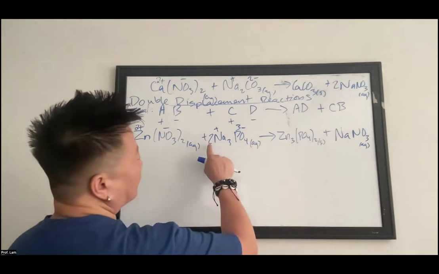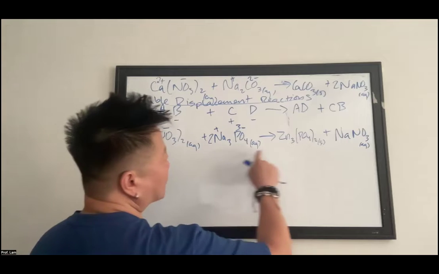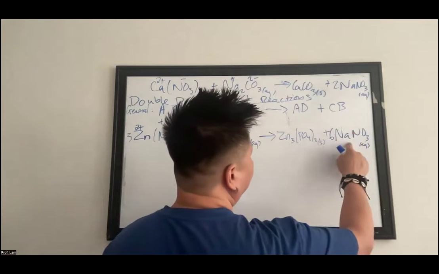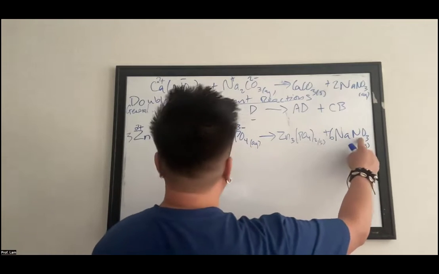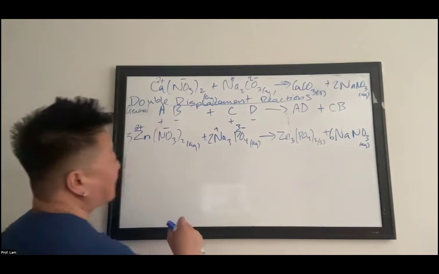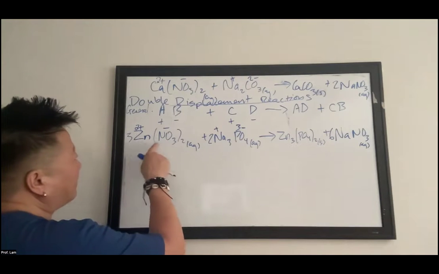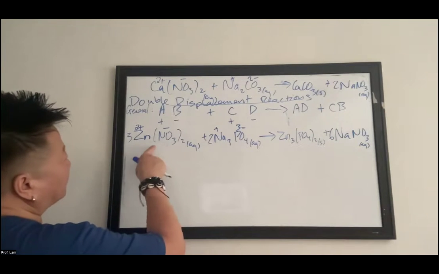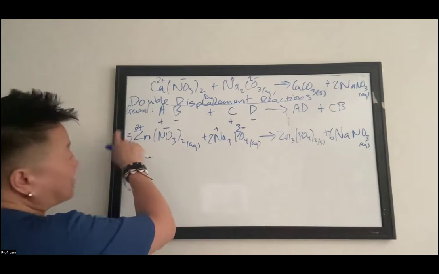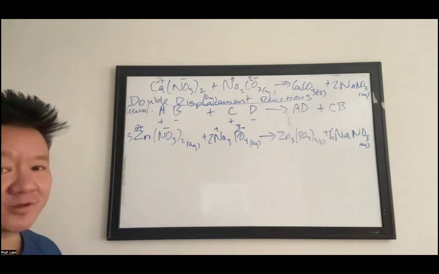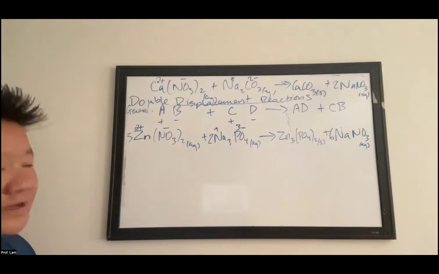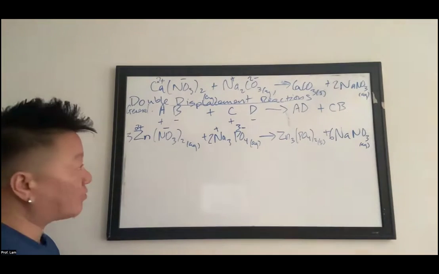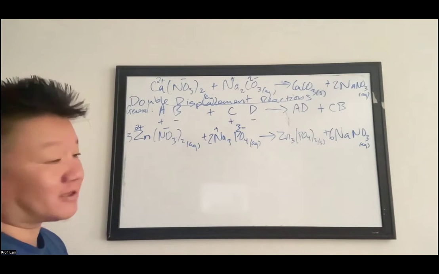And then I have 6 sodiums here. 2 times 3 is 6. So I need to put a 6 here. And then I have 6 nitrates, and that balances out: 6 nitrates here, and 2 nitrates here times 3 is 6 nitrates. Okay, so there we go. That's how we write precipitation reactions and predict the products for them.